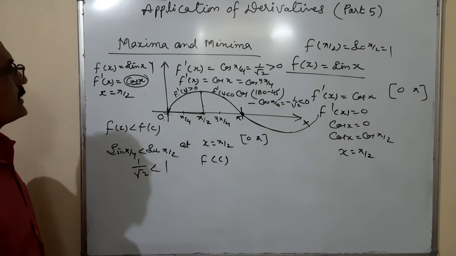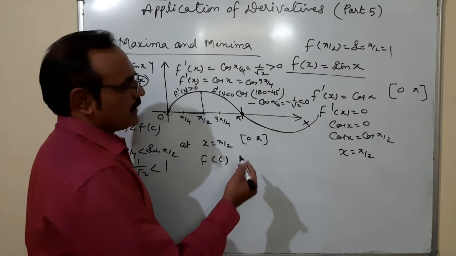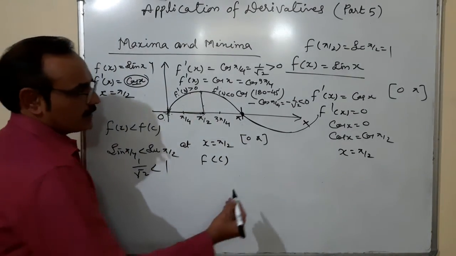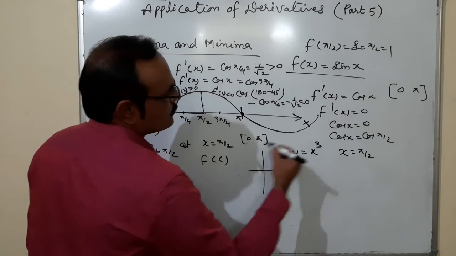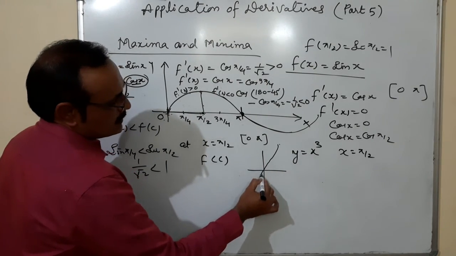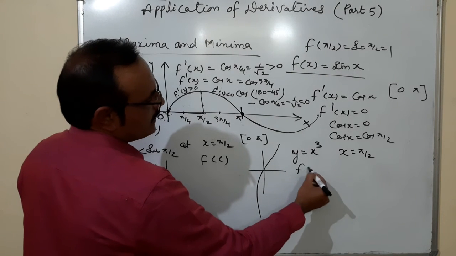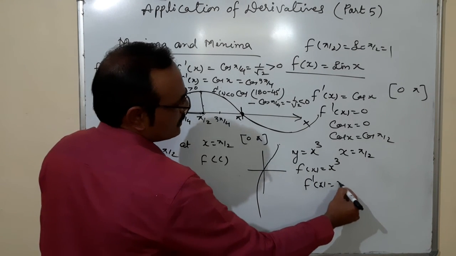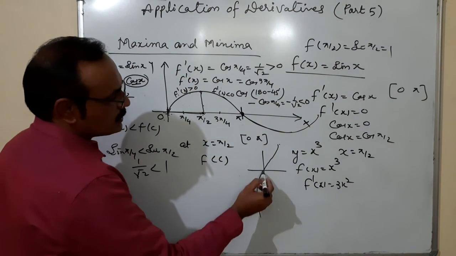One more test is there, the second derivative test. But before going to the second derivative test, we have to understand one thing, like y is equal to x cube. Suppose this is a function, y is equal to x cube, and the graph of this function is something like that. If you differentiate f of x is equal to x cube, f dash x is equal to 3x square. 3x square is equal to 0 gives x is equal to 0. This point is coming here.